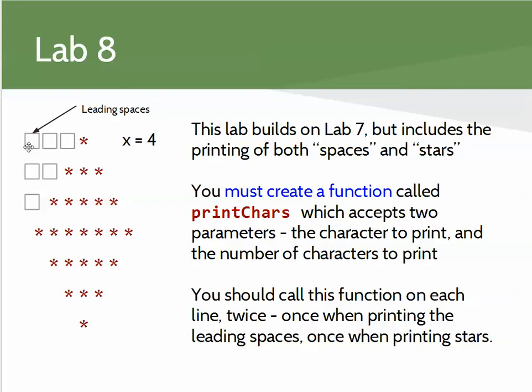Right? So think about these. This obviously won't show up on the screen, but these spaces really are just printing out the space key. I'd like you to create a function called printCharacters that accepts two parameters, the character to print and the number of characters to print on a given line. You should call this function on each line twice, one for the number of spaces that you're going to print out, and one for the number of stars that you're going to print out. Write a set of for loops to calculate how many spaces and how many stars on each line are going to be used, but use your printCharacters function to actually do that work.